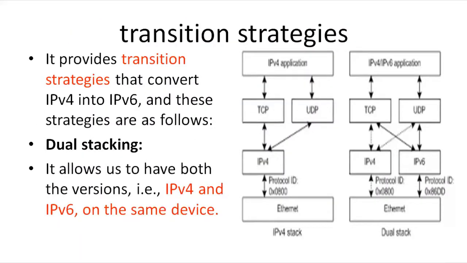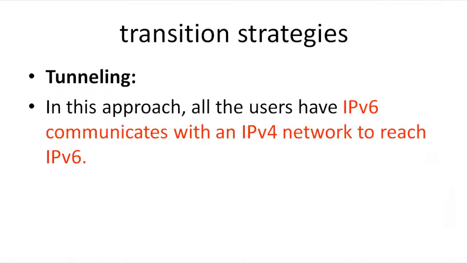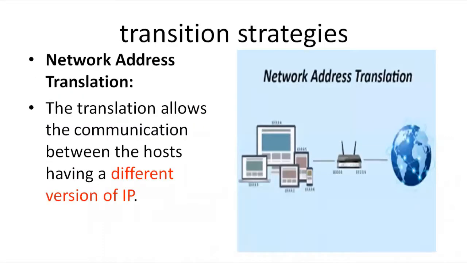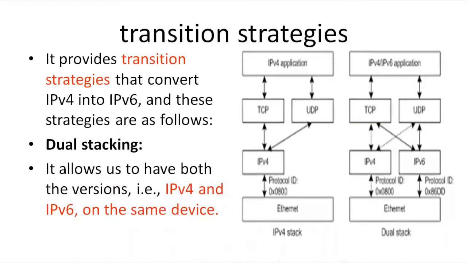And then the next important topic is transition strategies. IP version 6 provides transition strategies for converting IP version 4 into IP version 6. Here there is IP version 4 and IP version 6. In order to convert IP version 4 into IP version 6, there are some strategies. The strategies are dual stacking, tunneling, and network address translation.